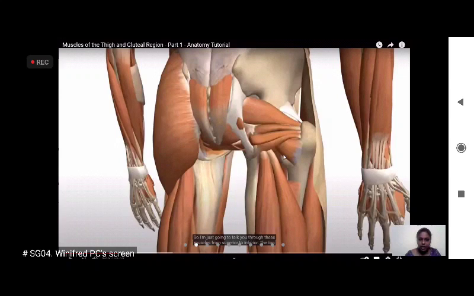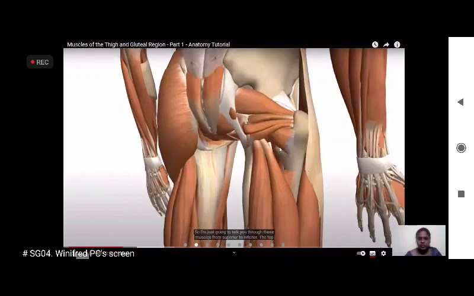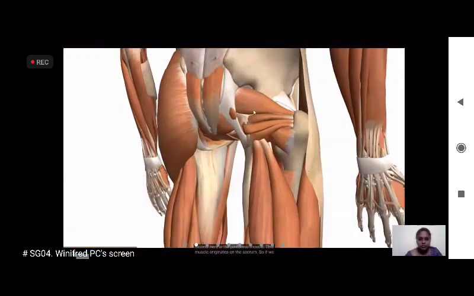Now we'll see about piriformis. Please play the video. I'm going to talk you through these muscles from superior to inferior. The top muscle here is the piriformis muscle, and this muscle originates on the sacrum.